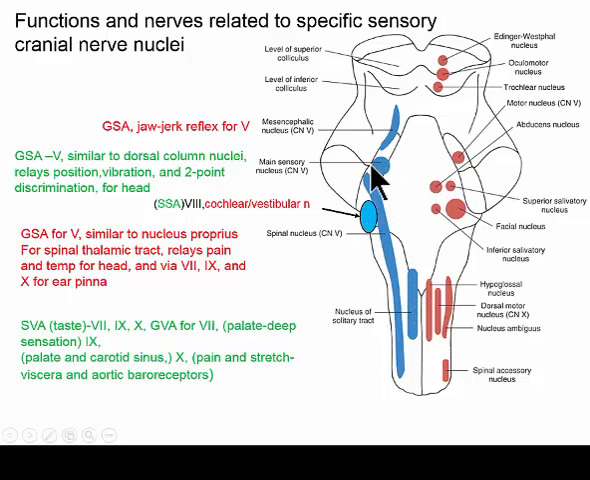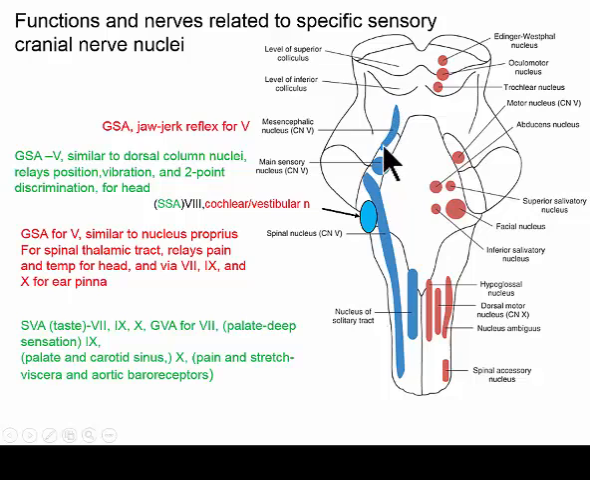What's in the middle here? The main sensory nucleus of 5 is in the middle, right here. So what is that analogous to? That's analogous to the dorsal column nuclei. The main sensory nucleus is going to be used for position sense, vibration, and 2-point discrimination. I have it written right here. The spinal nucleus of 5 is more like nucleus proprius of the spinothalamic complex, right?